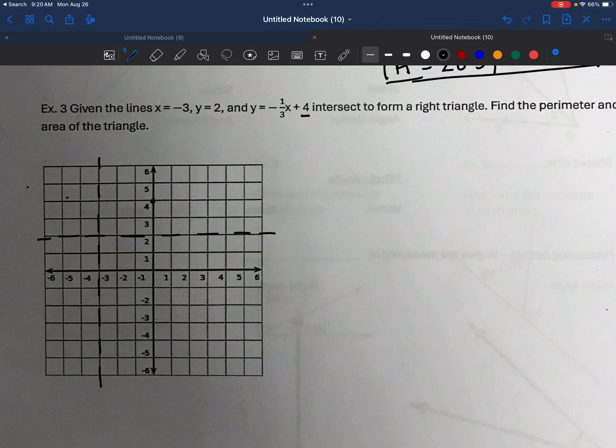So from 4, where do I move? Down 1, then you go to the right 3. Down 1, right 3. And then we're going to put that line. Sorry, I need to move this so I can. Ooh, that's not going to be very good.